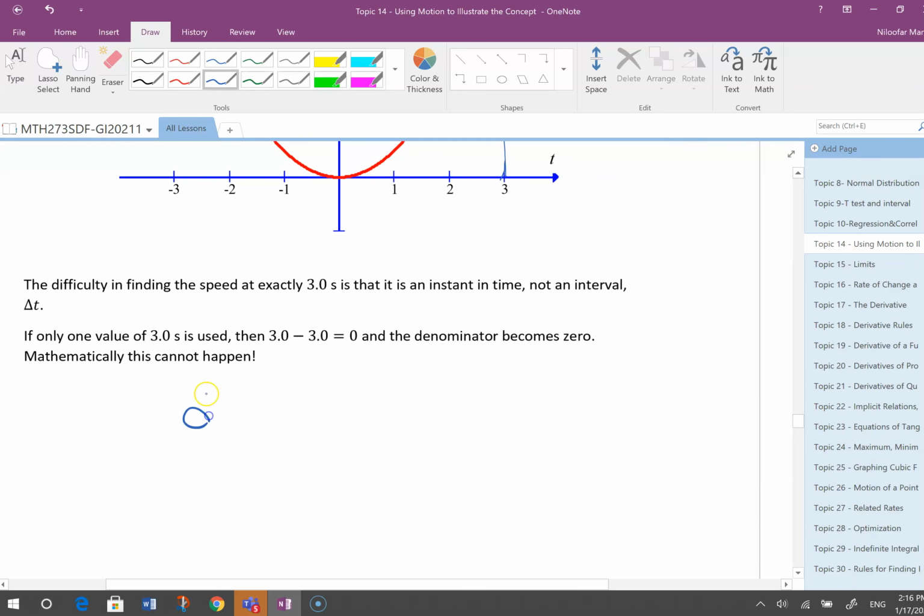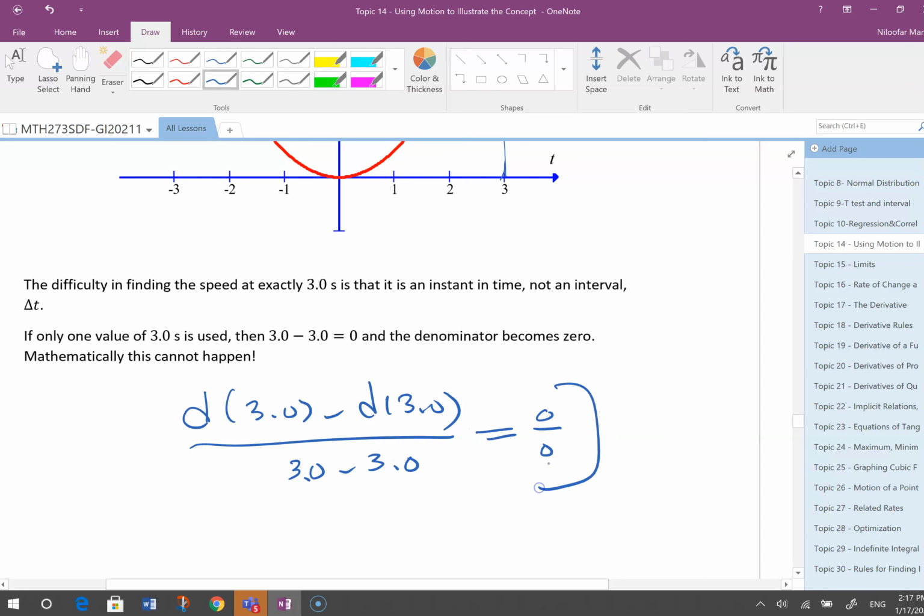Okay, D at 3 minus D at this 3 divided by 3 minus 3. So far I learned that. But then I see it is 0 over 0. Oh my goodness. 0 over 0 is not 1. 0 over 0 is not defined. So it's not clear. In mathematics we say that's not defined.